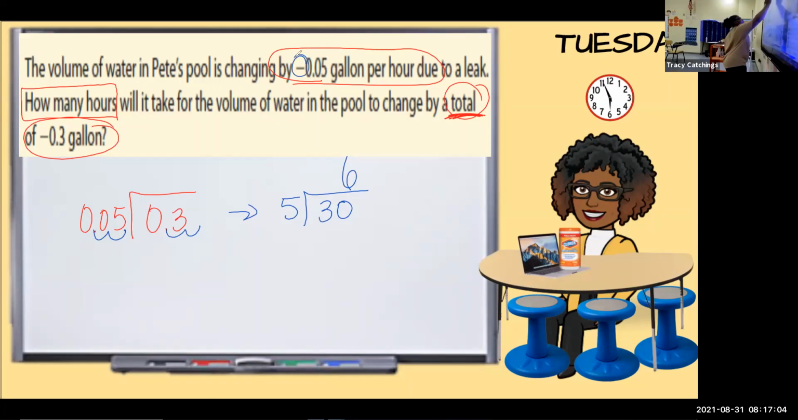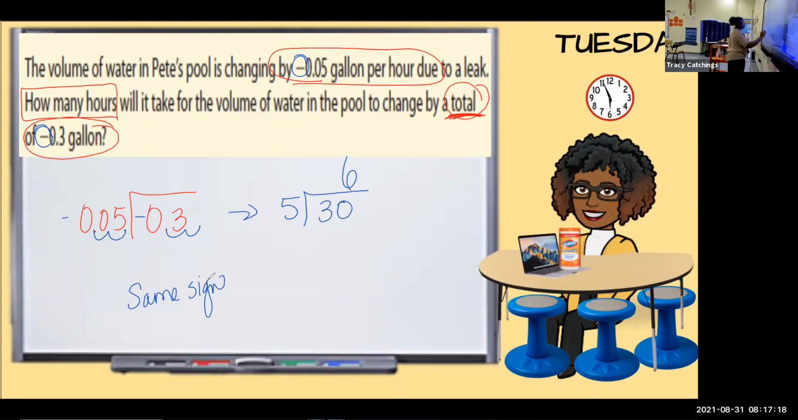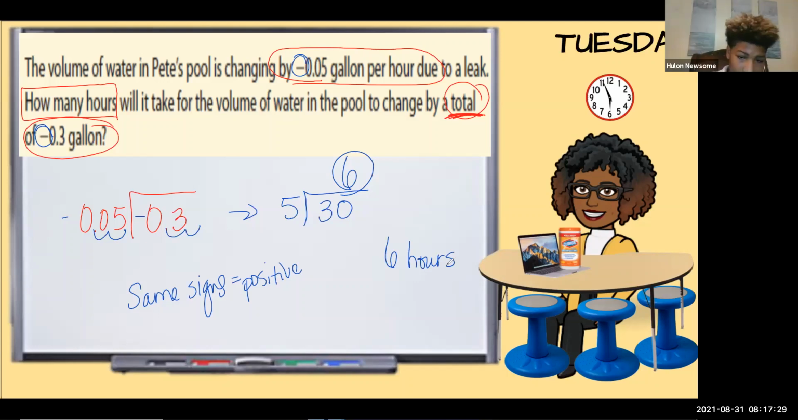All right, both of our values were negative. So would that 6 be positive or would it be negative? Positive. All right, same sign is positive. So that 6 will be positive. And notice they asked us for amount of hours. Can I have a negative amount of hours? No. So that's one indicator that'll help you determine if that sign should be positive or if it should be negative. But since both of these numbers are negative, we know the answer should be positive.